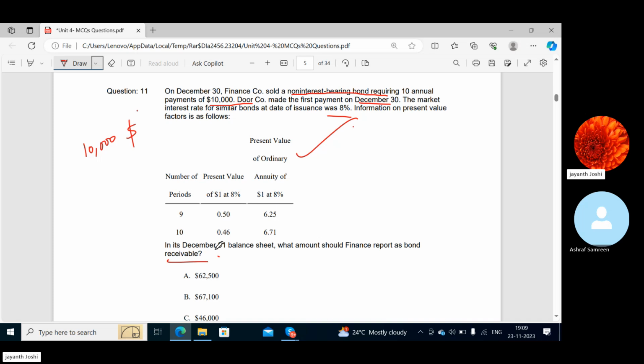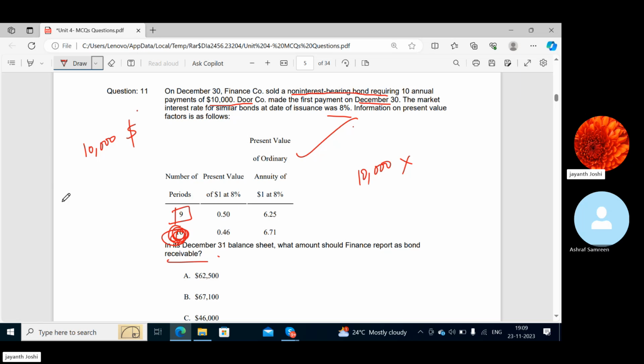Yes, sir. In this, the final payment and the face value are not given. Only 10 payments of 10,000 are given. These are not semi-annual, these are 10 annual payments. So do you take period 10 or period 9? Because the first payment is done at the end of the first year, the next are 9 payments, correct? So you have to take 9 payments. Are you understanding what I'm saying?